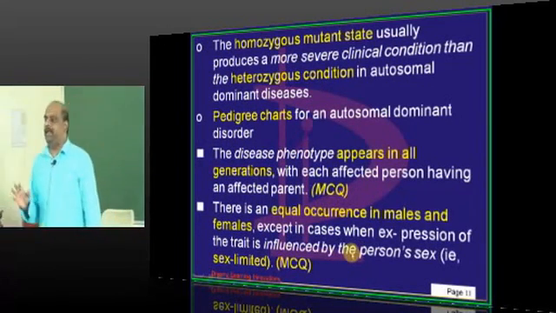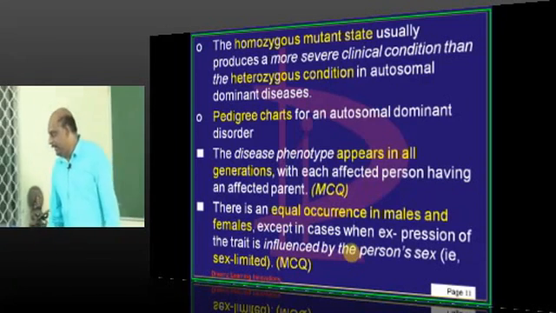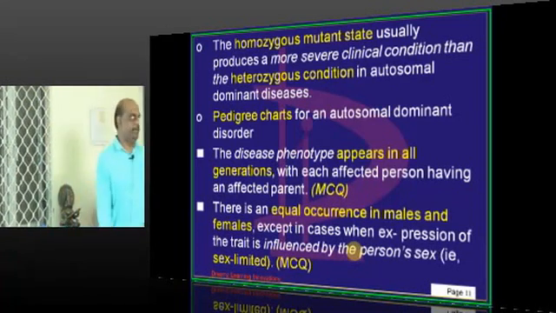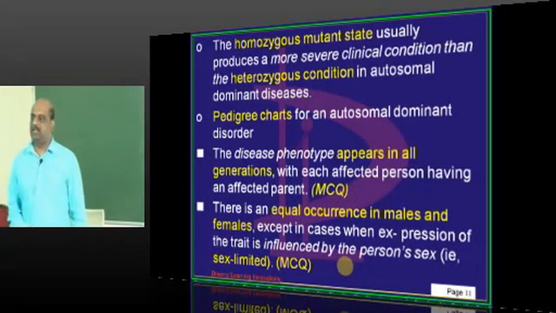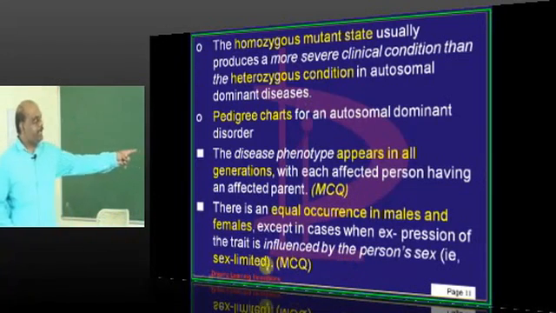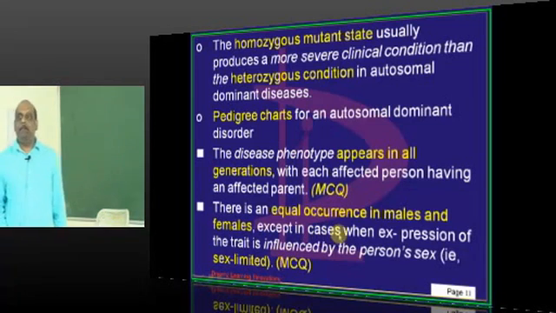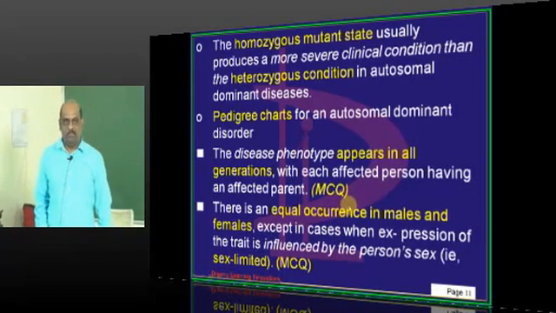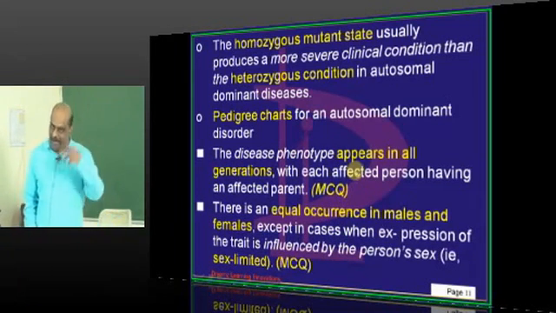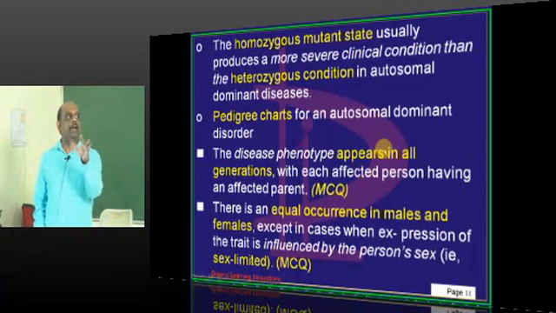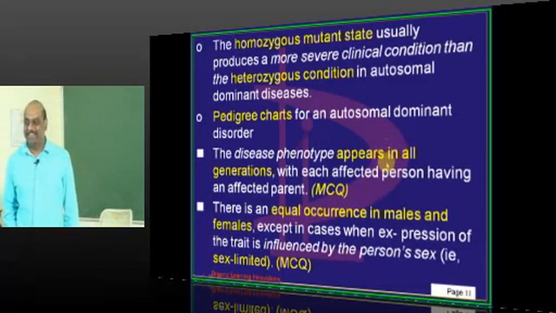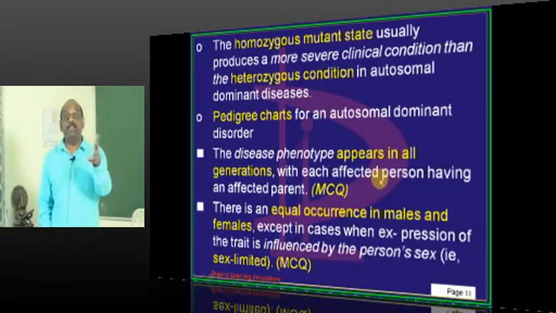Now, how will the pedigree be? What are the classical features in the pedigree is a very, very important question. The phenotype of the disease appears in all generations. Grandpa had chorea, daddy had chorea, I too have chorea, because we are all not from Korea, but from Huntington's chorea. That's basically all generations. Autosomal recessive is not like that.